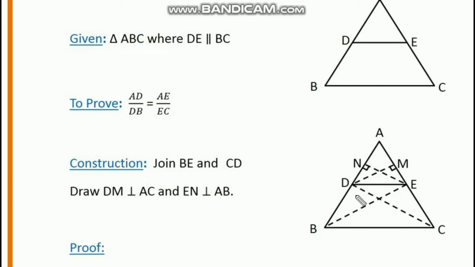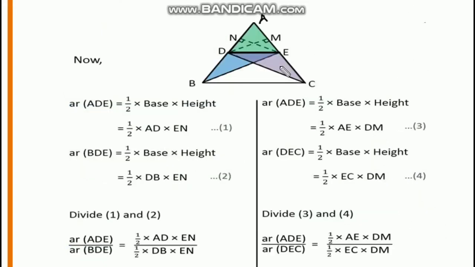Okay, so let's discuss how to prove this. First take the triangle ADE. Find the area of triangle ADE. Already you know how to find the area of a triangle: half into base into height. So half, what is the base? Here we can consider the base as AD. So the base is AD, and NE is perpendicular to AD, so NE is the height of the triangle. So half into AD into EN.